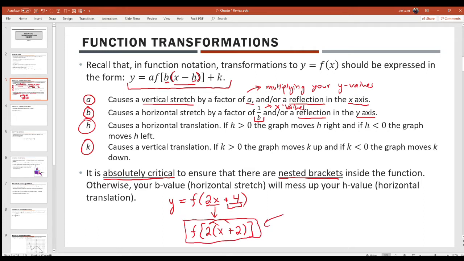you can say, okay, you got your horizontal stretch piece. So you're doing a horizontal stretch by a factor of, well, remember it's a b value, so it's going to be 1 over b, so by 1 over 2. And then this inside the nested brackets is your h value. And usually it's supposed to be x minus h, so we know h is actually negative 2 here. Or more simply, we can just say you're going to go left 2.